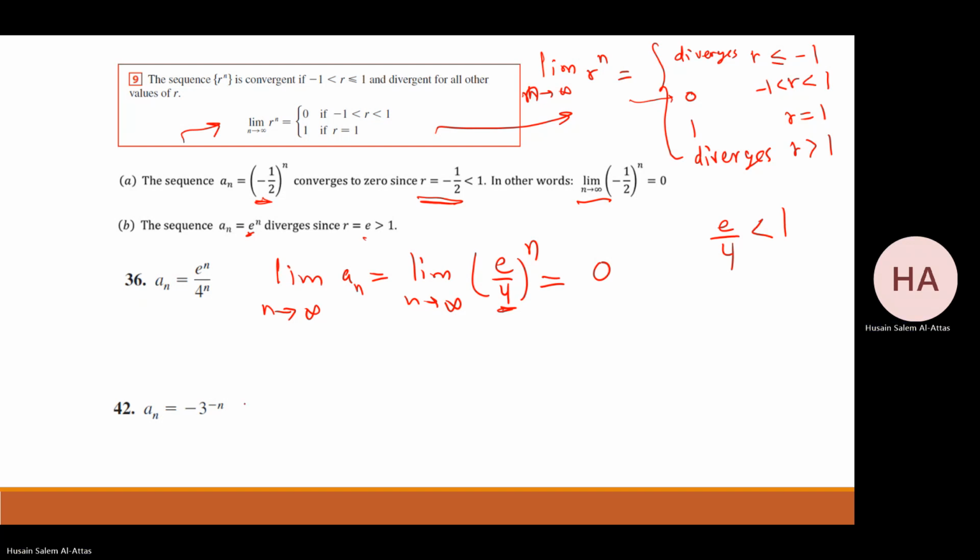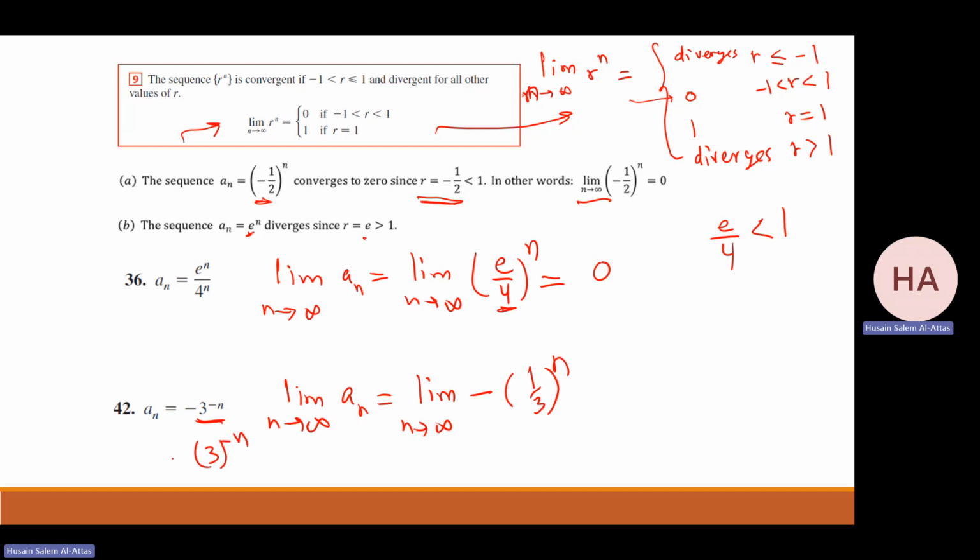This one, I have the limit as n goes to infinity of a_n. Let me rewrite it: limit as n goes to infinity of minus 3 to the power -n, which is 1 over 3 to the power n. So it's -1 over 3, and 1 over 3 is still less than 1. So I am in this case. The answer is -0, which is 0.